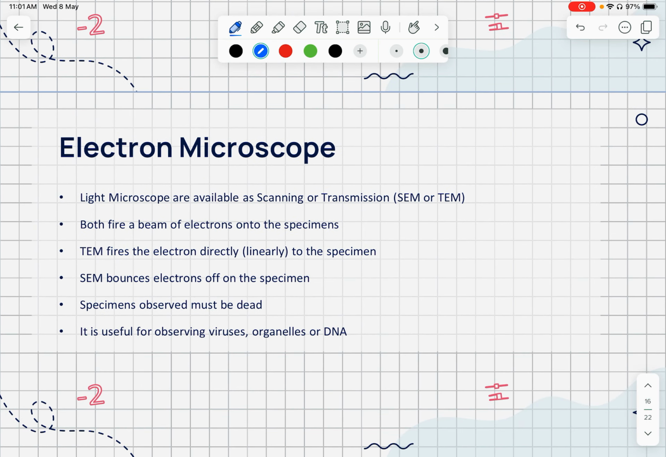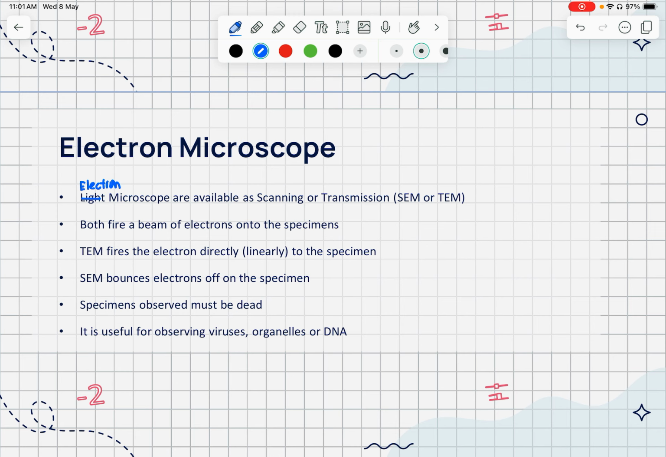An electron microscope is available as a scanning electron microscope or a transmission electron microscope, known as SEM and TEM. Both microscopes fire a beam of electrons onto the specimen. For TEM, which is transmission, the electrons are shot directly through the specimen itself. But for SEM, the electrons bounce off the specimen.